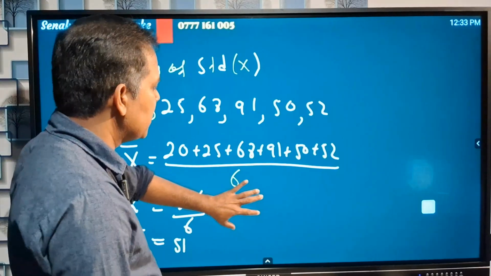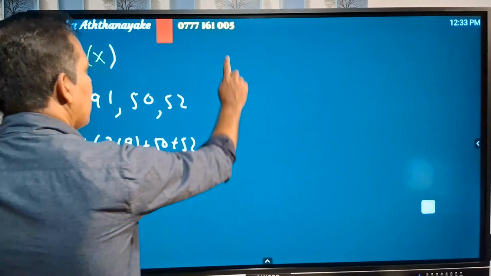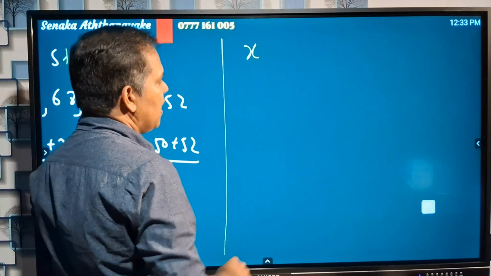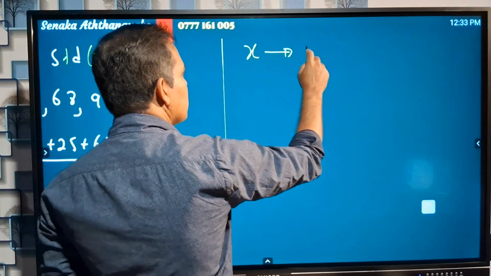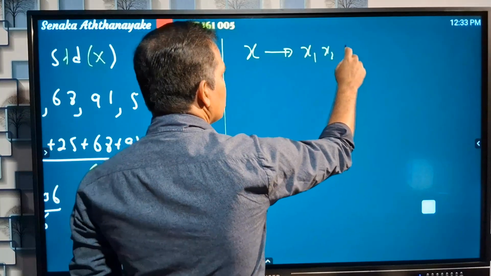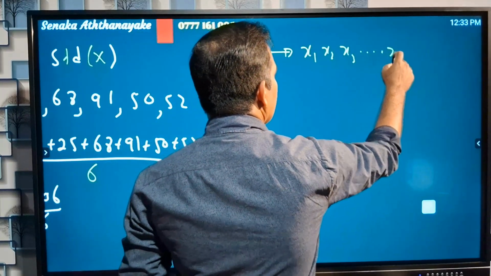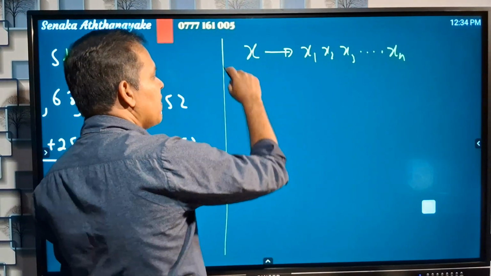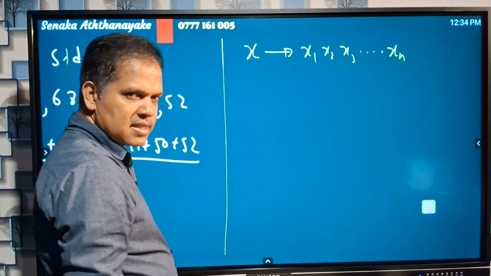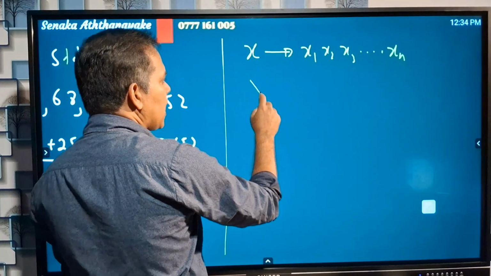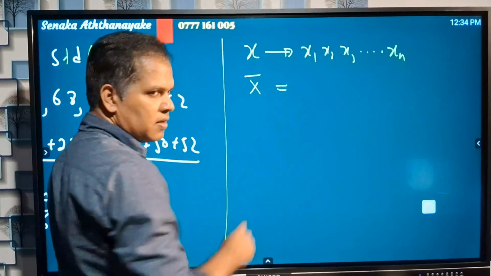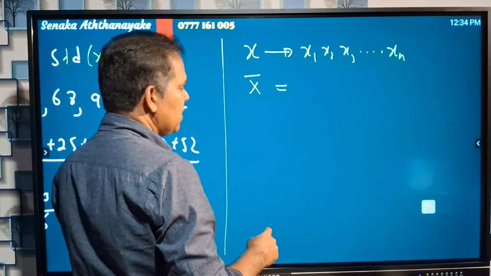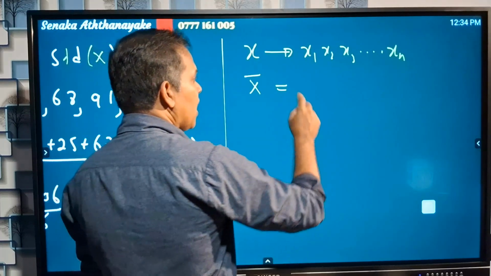Now I give a formula for X bar. How do you take this formula? Now I consider there is a variable X, and the values of this X are X1, X2, X3, up to Xn. Now I am going to find the mean of these X values. Our variable is X, so the mean of these X values can be denoted by X bar. Using the previous example, tell me, how do you calculate this?